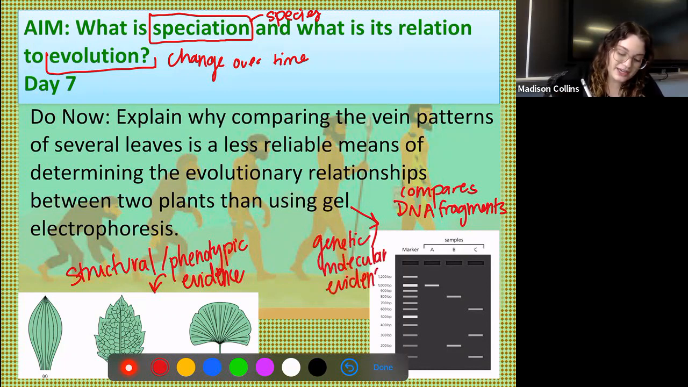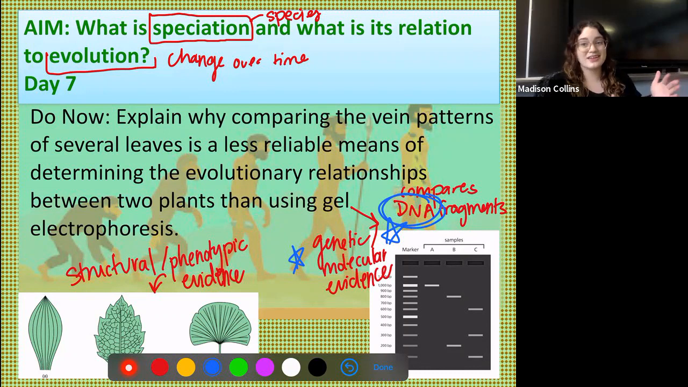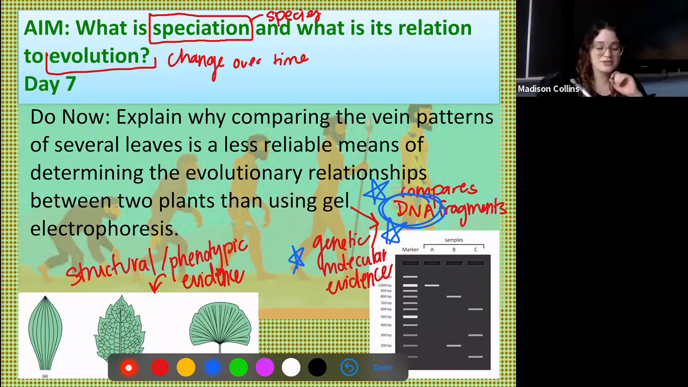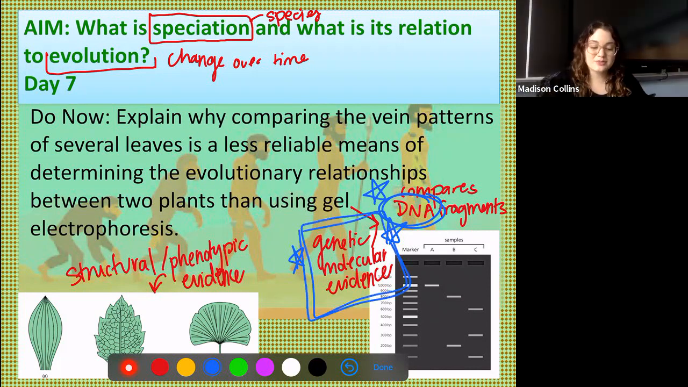Now, generally, when we're looking at types of evidence to support evolution, genetic or molecular evidence is always our go-to because the DNA doesn't lie. Sometimes the structures or the phenotypic evidence can kind of trick us, when in reality, they're not that related. So when in doubt, we're always going to look at the DNA because that is where we really start to see those evolutionary relationships where we can see, oh, these organisms have similar amino acid sequences, or oh, these organisms have a similar DNA sequence. So genetic or molecular evidence is always more reliable than structural evidence because we're able to look at those specific DNA sequences and really figure out which organisms are closely related.